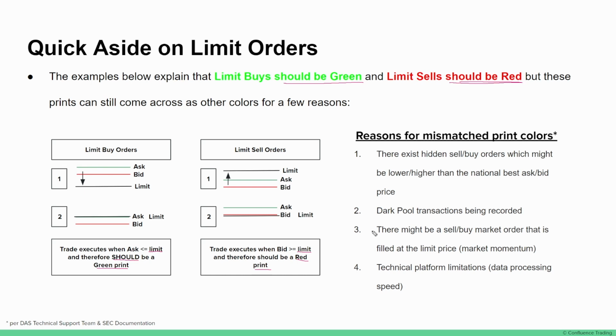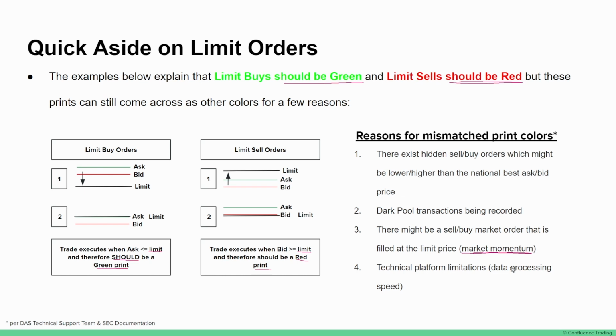Third, there could be tremendous amounts of market momentum and things moving extremely fast that will result in either the bid and the ask getting crossed or just weirdness with how fast things are moving and how your platform is recording the price, that result in this mismatch of colors. Finally, there are technical platform limitations and data processing speed that could result in these orders flashing through, but your platform actually assigning them the wrong color.